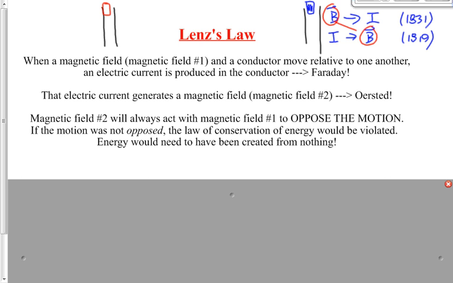But it also comes down to the discovery that was made by Oersted a couple hundred years ago. The electric current makes a magnetic field. The electric current you just made makes a new magnetic field. Now you got two of them. Magnetic field number one, magnetic field number two. They interact with each other so as to oppose the motion. If it wasn't opposed, the law of conservation of energy would be violated. That can't happen. You can't create something from nothing. You can't create energy from no energy.